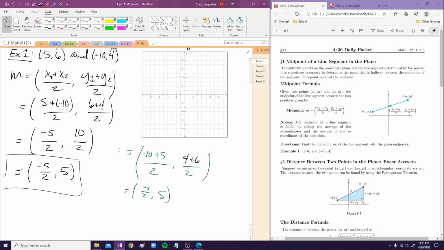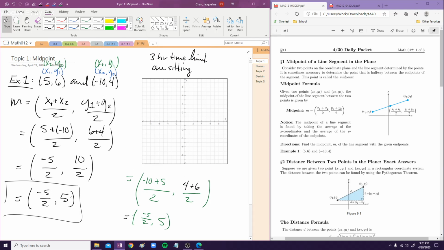So you can just pick whatever point you want. I did say earlier that it doesn't really matter because it's commutative, but in a sense it does. I still want you guys to make sure you follow the formula, x1 plus x2 over 2, and y1 plus y2 over 2, just so I know you know which one's x1, y1 and which is x2, y2.